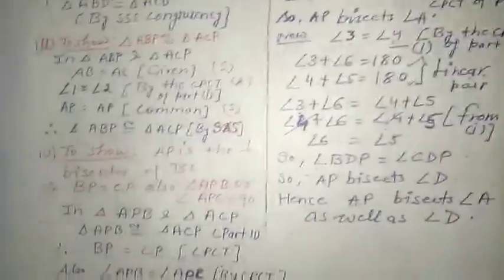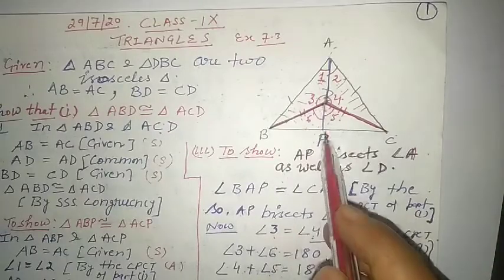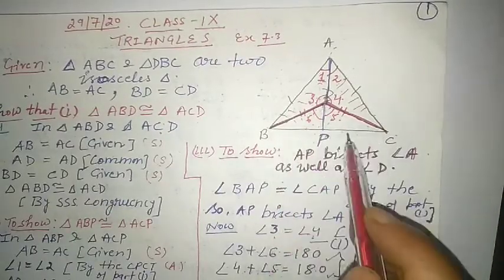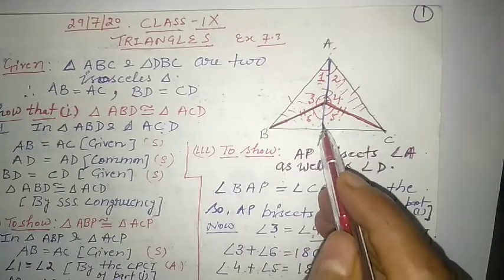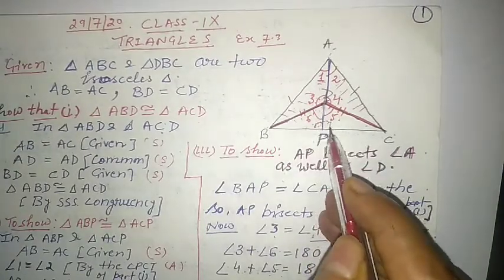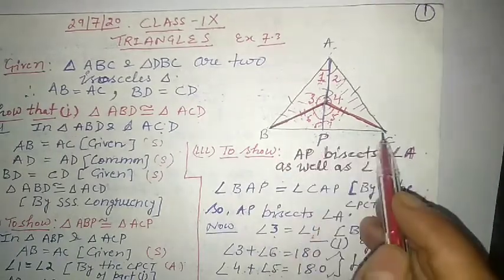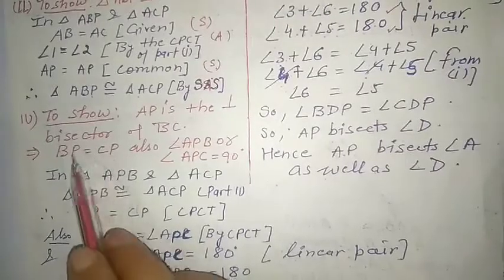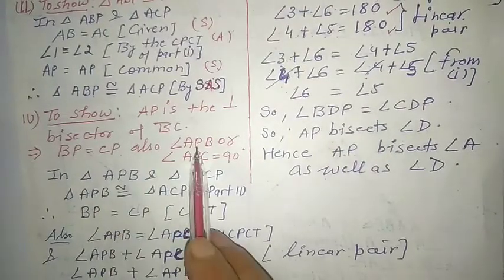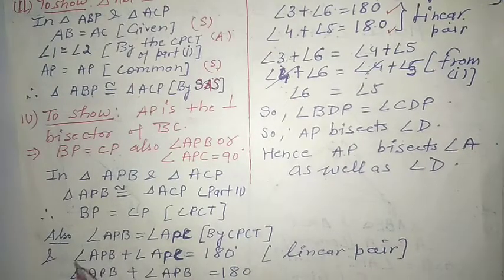Now we have the fourth part. AP is the perpendicular bisector of BC. To show that it is perpendicular, this angle should be 90 degrees. This will prove that either angle APB or angle APC is 90. Similarly, for the bisector, BP is equal to PC. So we want to prove that BP is equal to CP and angle APB or angle APC is equal to 90 degrees. So what will we do for this?